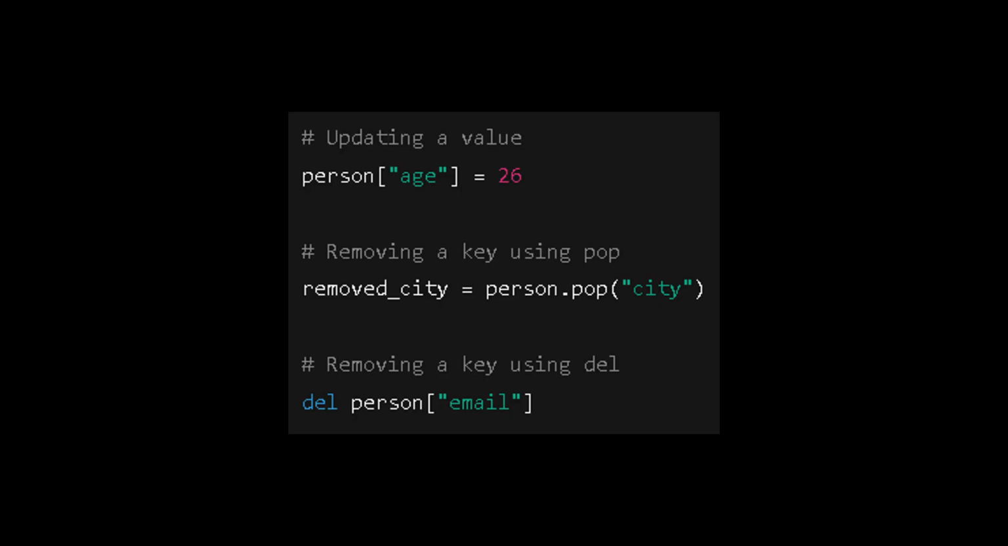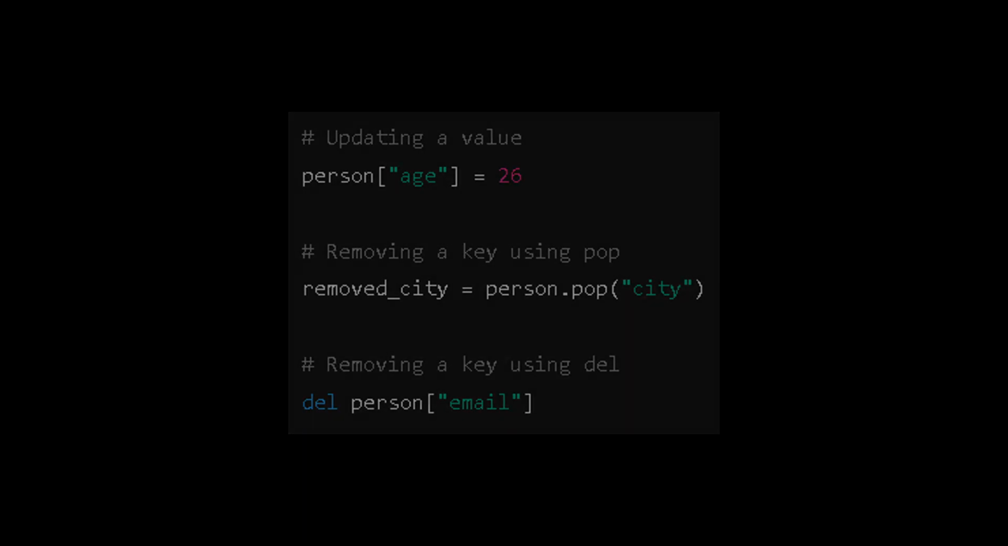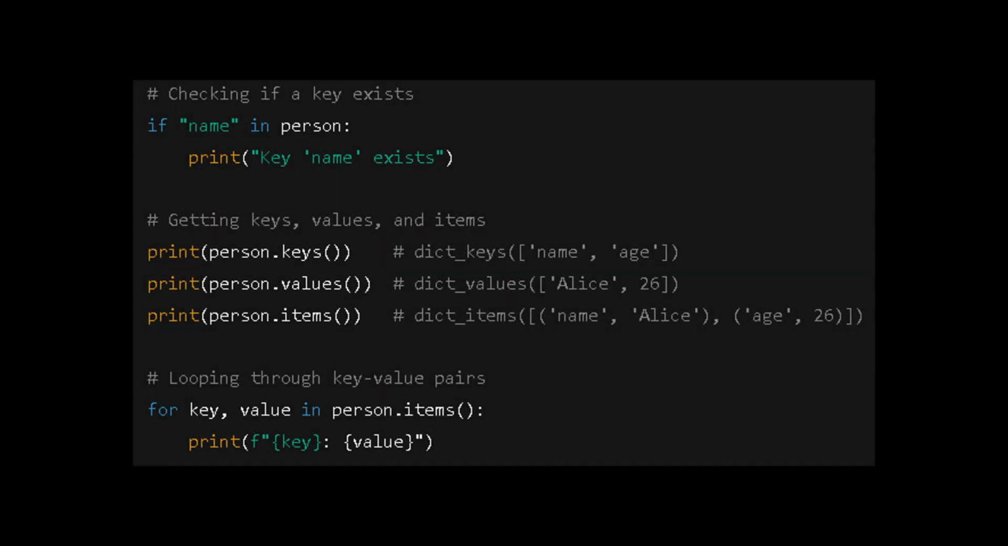Now let's talk about some useful methods built into dictionaries. If you call the keys method, it gives you a list of all the keys. The values method gives you just the values. And the items method gives you both the keys and values together. This is especially useful when you want to loop through a dictionary. For example, you can say for key and value in person.items, and then print each key with its corresponding value.